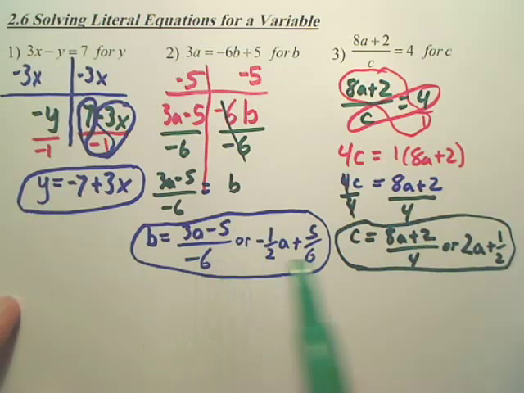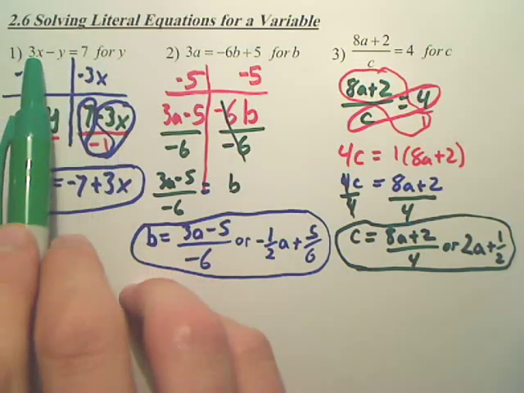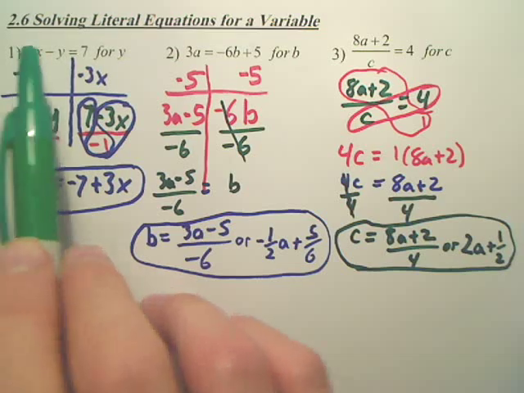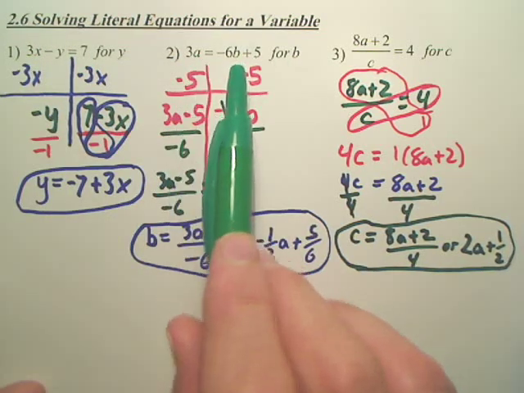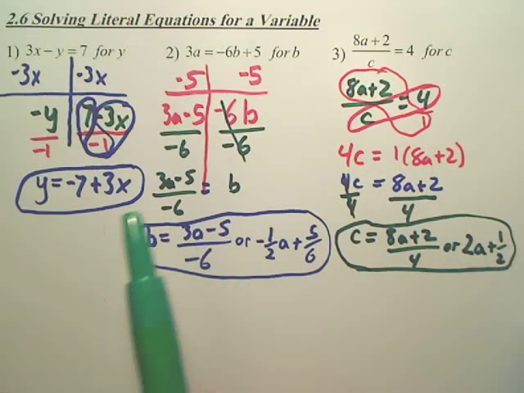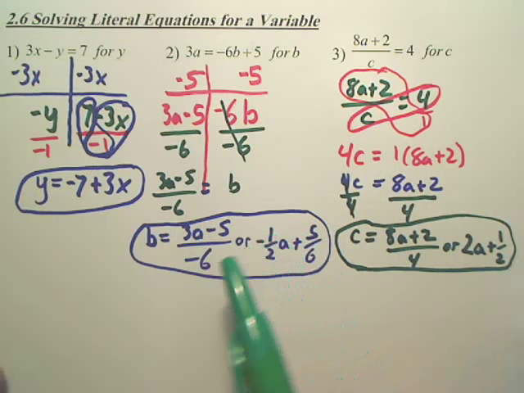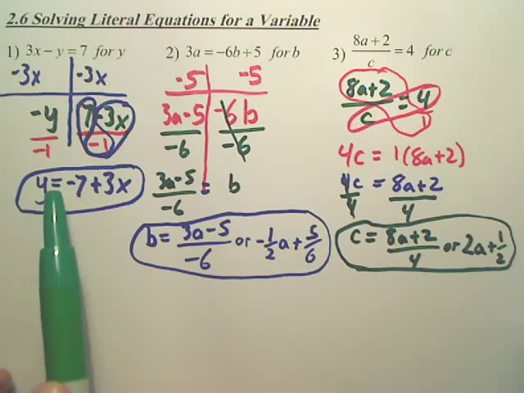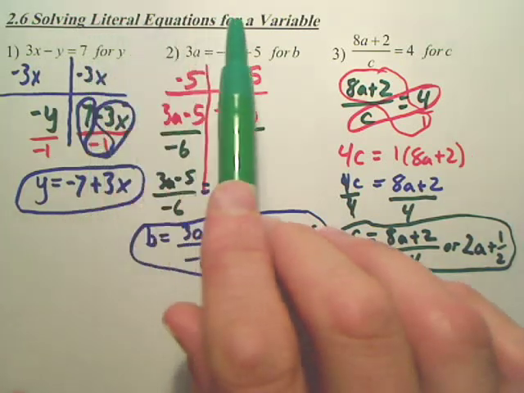Now, for each of these problems, could I have solved the first one for x instead? Yeah. Could I have solved this one for a instead of b? Yeah. Could I have solved for a instead of c? Yes. It's all about what you want to solve for. So, you're solving for a variable.